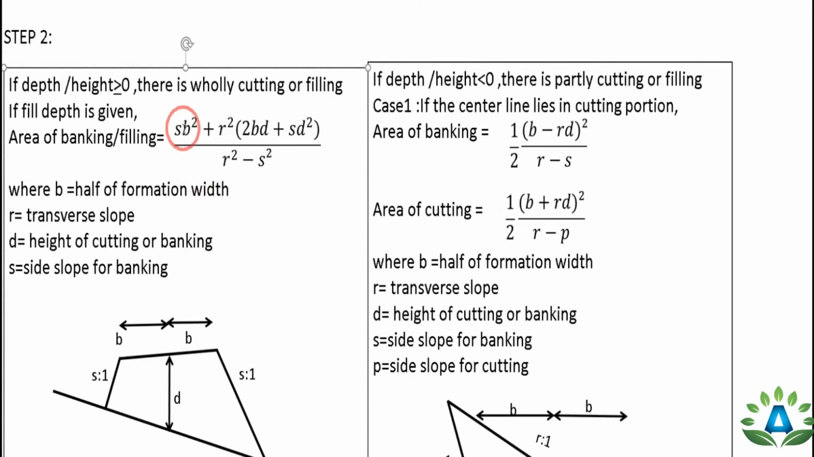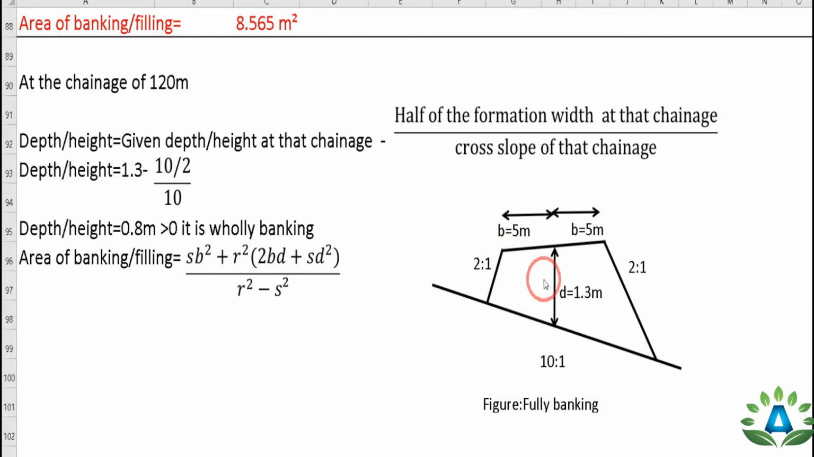So it means that we need to use this formula. And here its cross section will look like this, in which this B is half of the formation width of banking and this D means the depth of the banking, that is 1.3 meter, and this is the side slope for filling on both sides, that is 2:1, and this is the cross slope of 10:1.